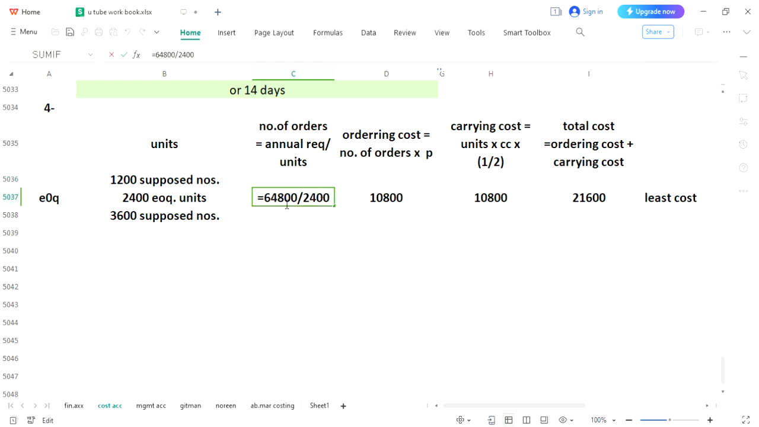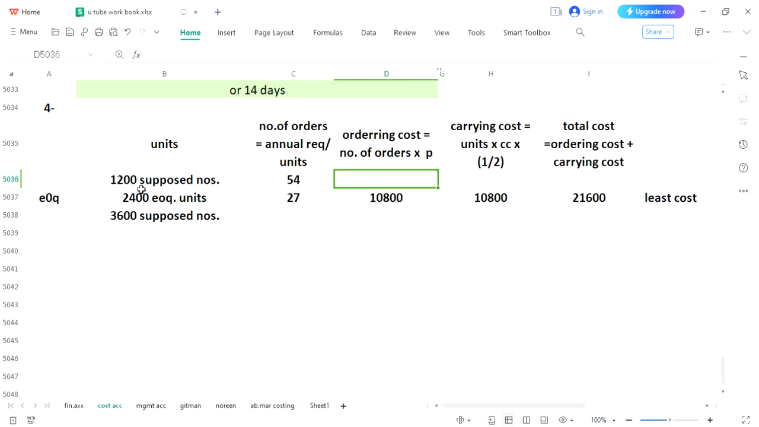You can see 64,800 was the annual requirement. In a similar way, 64,800 would be used for annual requirement and divided by units. Units here we have supposed 1200. So the number of orders is 54. Ordering cost, how will you calculate it? The number of orders we have just calculated is 54, and the cost of placing an order was 400. In a similar way, you will take 54 multiplied by 400. You have got your ordering cost.